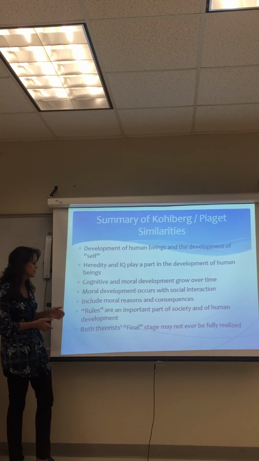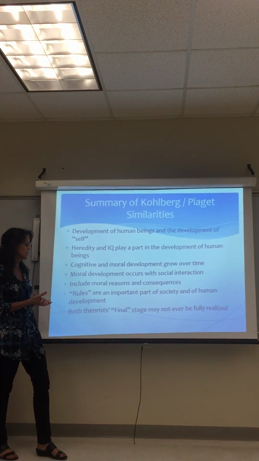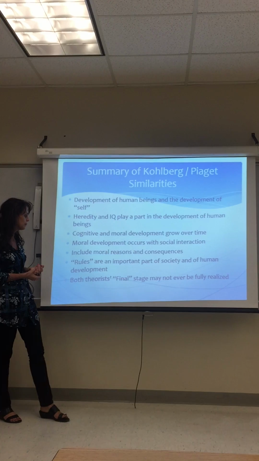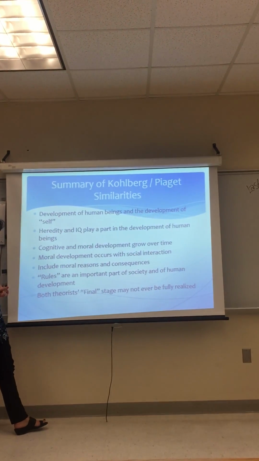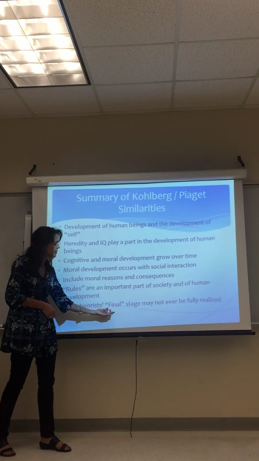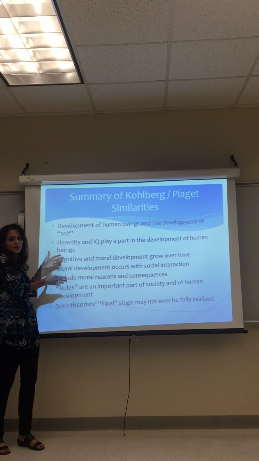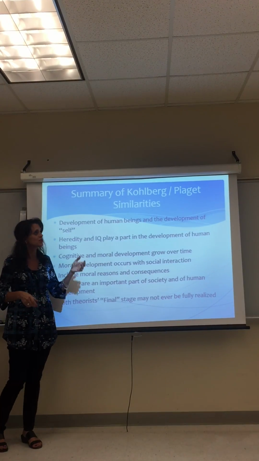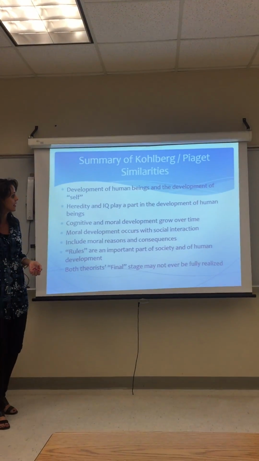And under both of these theorists, moral reasons and consequences are discussed. Rules are an important part of society and of human development. That's believed by both Kohlberg and Piaget. And in both theorists' minds, the final stage may not ever be fully realized. I did not give all the details on Piaget and his theory of cognitive development, but I just thought that this was kind of interesting for those who might have some experience in that.